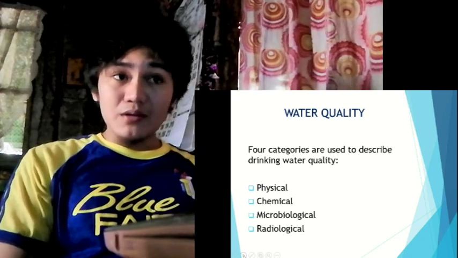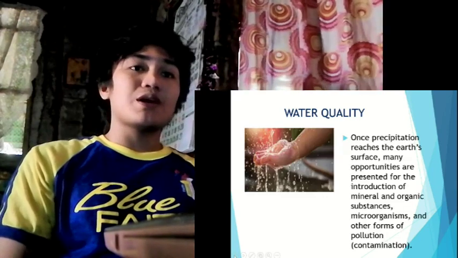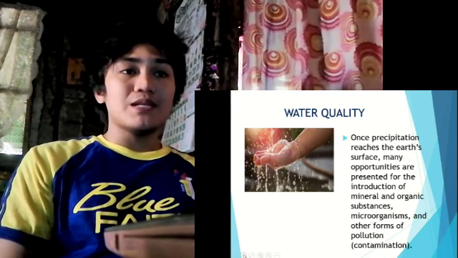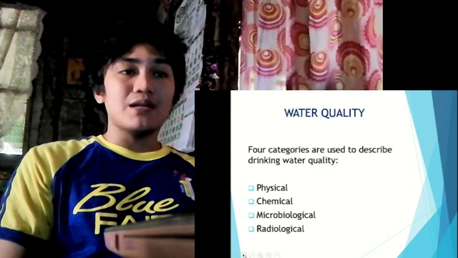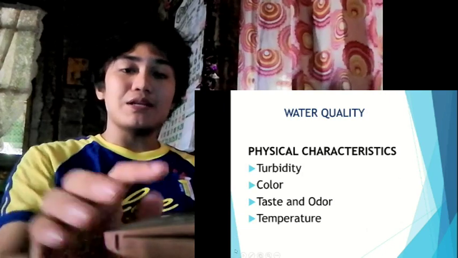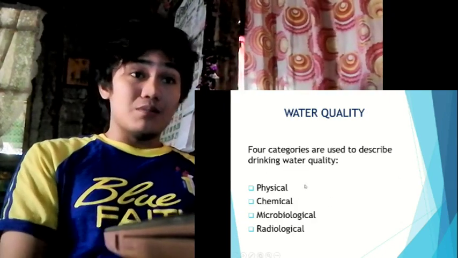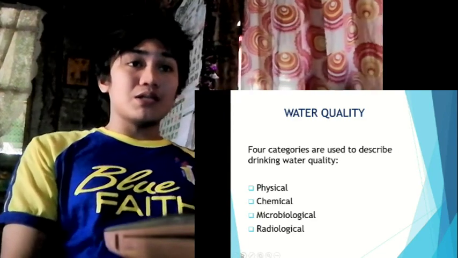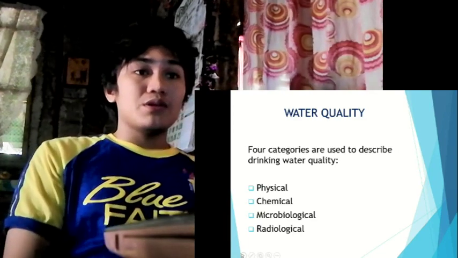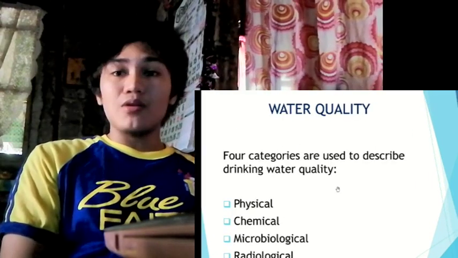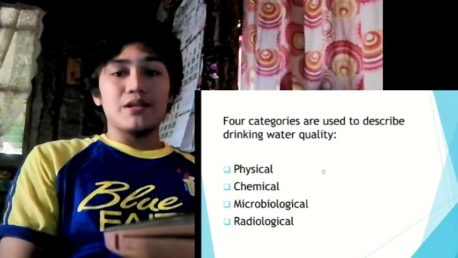There are four categories used to describe drinking water quality: first, the physical characteristics, then chemical, microbiological, and radiological. First, we're gonna talk about the physical characteristics. Under this, we have turbidity, color, taste and odor, and temperature.